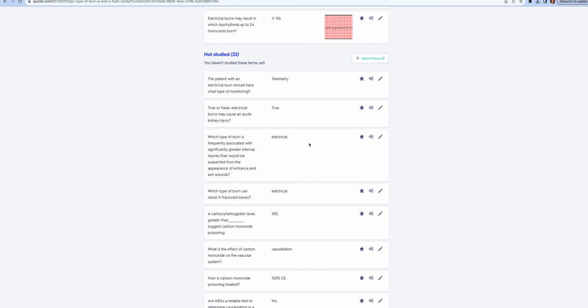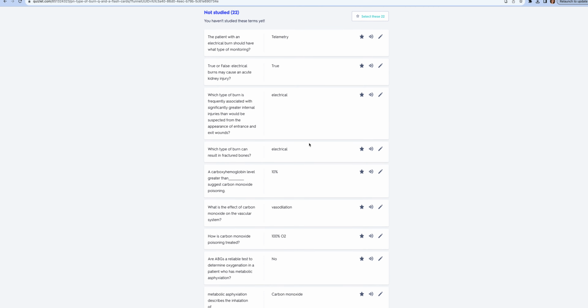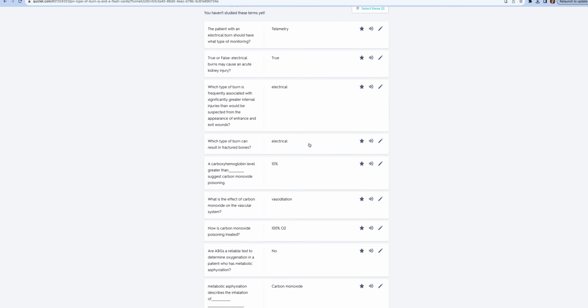So with an electrical burn, you have an entrance wound and an exit wound, and they don't look bad. But inside the body, there is massive trauma because of the electricity flowing through the body. I mean, it can break bones. It can break a cervical spine. So electrical injuries can do a lot of damage to the body.